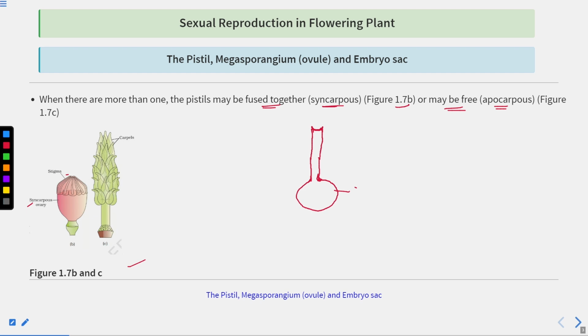Clear? This is a very rough sketch that I have drawn. This is the ovary, this is the style, and this is the stigma. So this is the pistil. If many pistils are present, then it's multicarpellary, and these can be fused or free. If they are fused, it is the syncarpous condition. If they are free, it is the apocarpous condition. Figure 7.1c shows the apocarpous condition where the pistils are free.